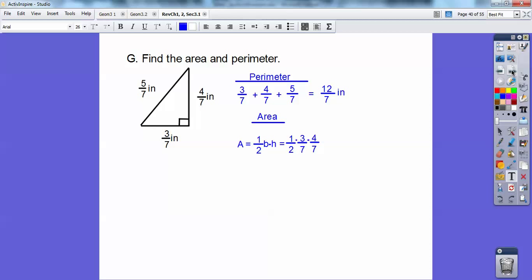Area is 1/2 base times height, so I'll go 1/2 this base times this height right here, and then cancel where you can. I think this 2 and this 4 can cancel, yeah, and that's what I did. And I got 6, this leftover 3 times 2 is 6/49, and area is always in units squared, so this would be in inches squared, so 6/49 inches squared.